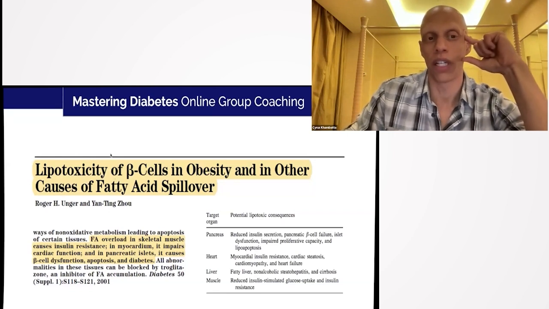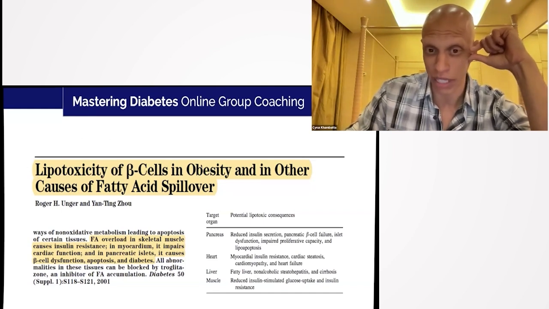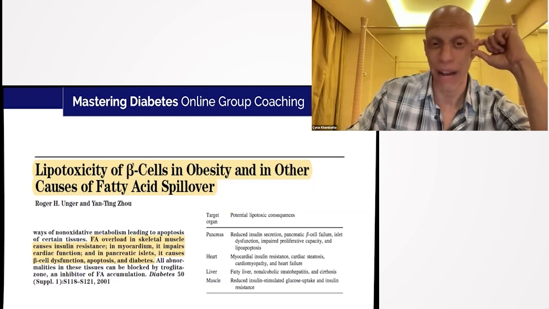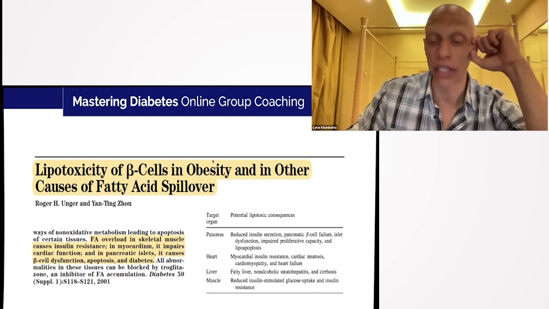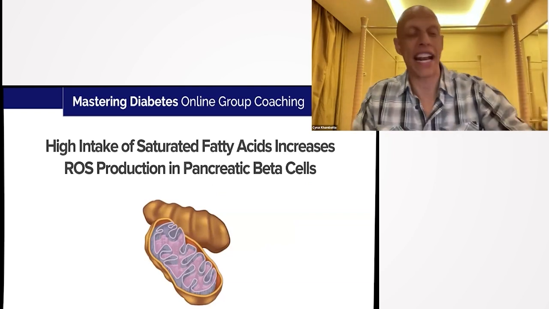Lipotoxicity refers to an excess lipid presentation or an excess lipid load inside of beta cells that happens mainly in obese people. And when that happens, that can actually cripple the ability of beta cells to manufacture and secrete insulin, and it can cause them to commit suicide. Okay, so here's how that happens.